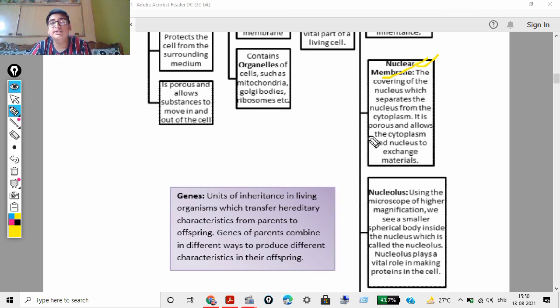The covering of the nucleus separates the nucleus from the cytoplasm. What is the nuclear membrane's function? It covers and separates the nucleus from what? From the cytoplasm, right? It is porous and allows the cytoplasm and nucleus to exchange materials.